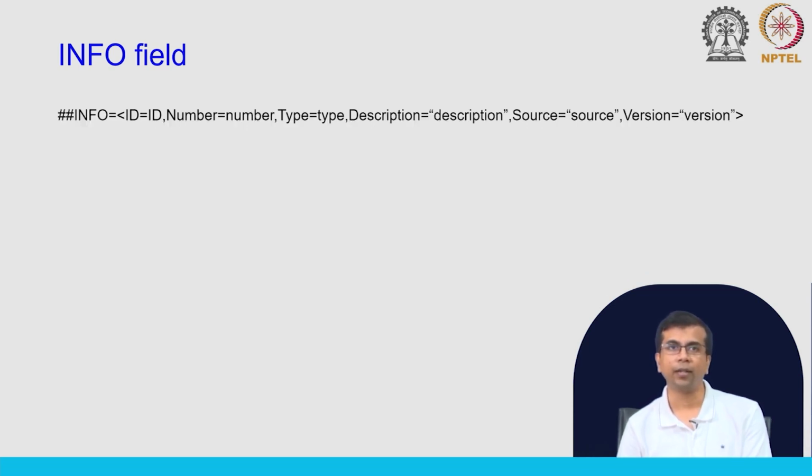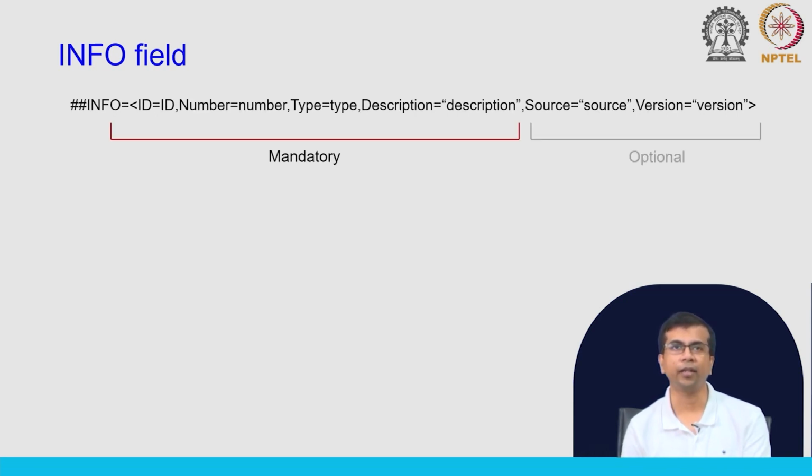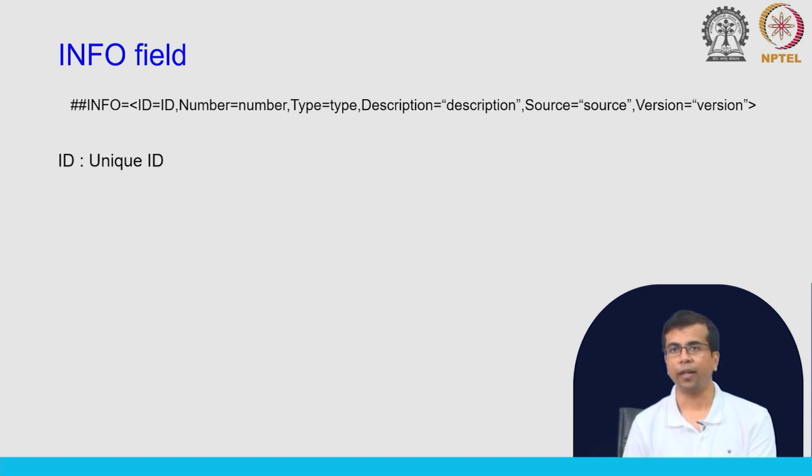Okay. So, it will look something like this. It will start with double hash INFO equals ID equals ID, Number equals number, Type, Description, Source and Version. So, this is how the INFO field will look. Now, the first part is mandatory. So, the ID, the Number, Type and Description should be there, and the Source and Version part is optional, they might not be there for the INFO fields. So, the ID is a unique ID.